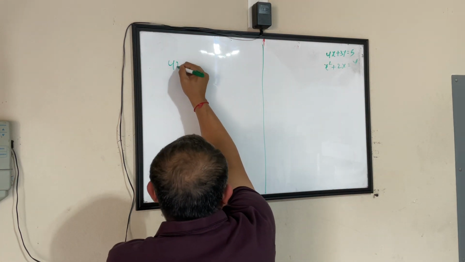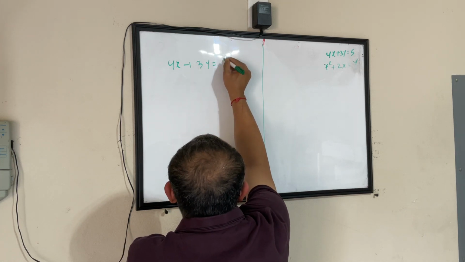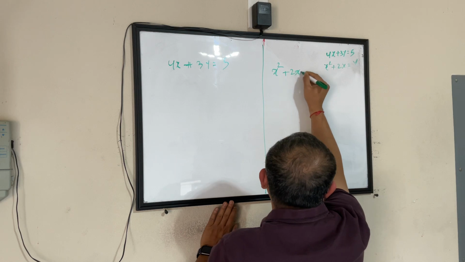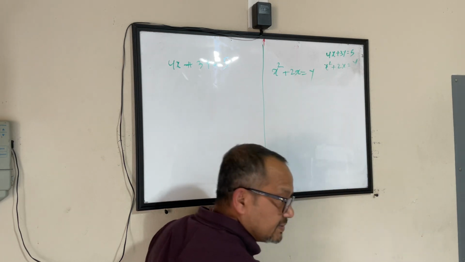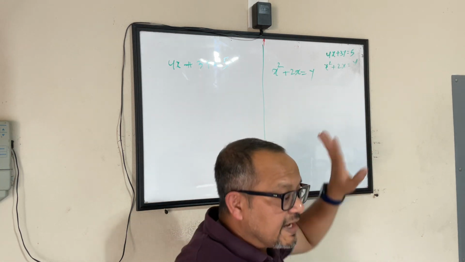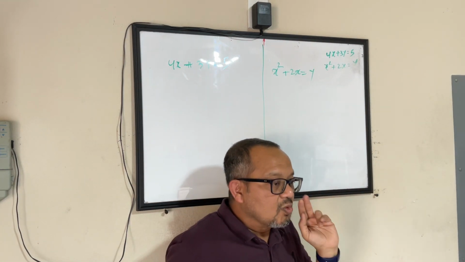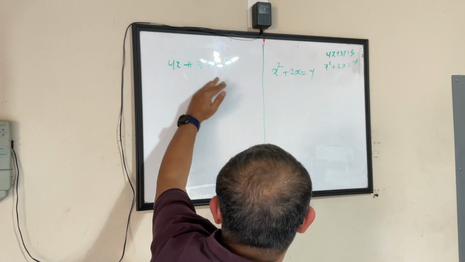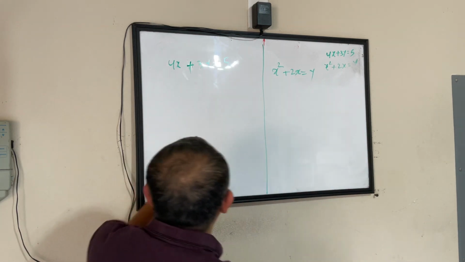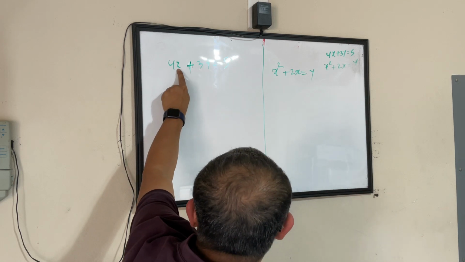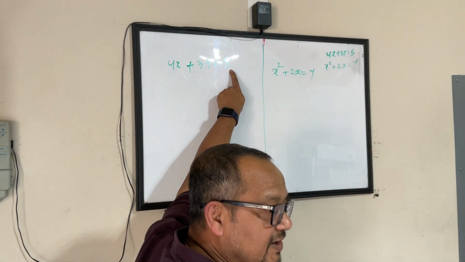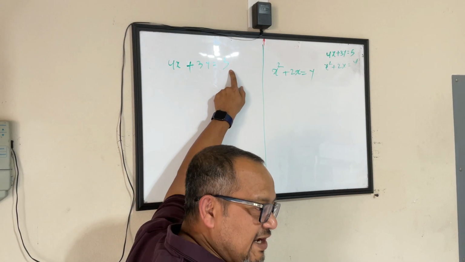First equation is 4x plus 3y equal to 5. Second equation is x squared plus 2x equal to y. Okay. Now, when I look at this equation, any equation in the world, what does it mean? Equation is a contract, an agreement. Here, x and y have agreed that 4 times my value plus 3 times your value, when you add it, will become 5. Okay? This is a deal.